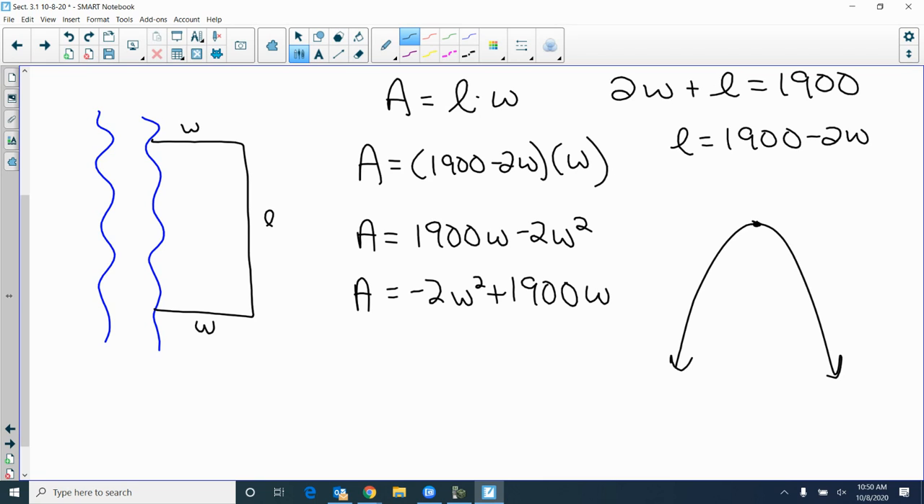So to find the vertex, I want to use h equals negative b over 2a, to find the x coordinate, or in this case, the w coordinate. So h equals negative b over 2a, which would be negative 1900 over 2 times negative 2. And what does that equal? 475? All right, from there, see if you can answer the question. You have enough information. See if you can put this all together to answer the question asked.